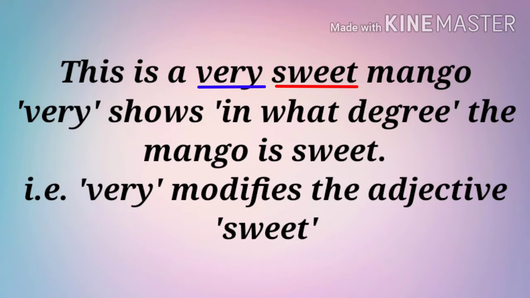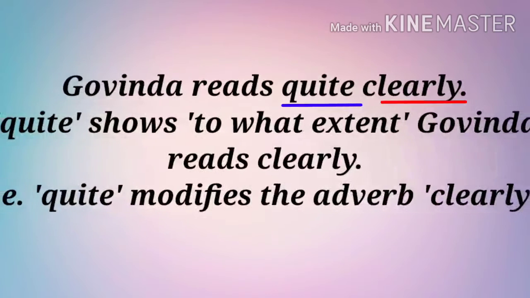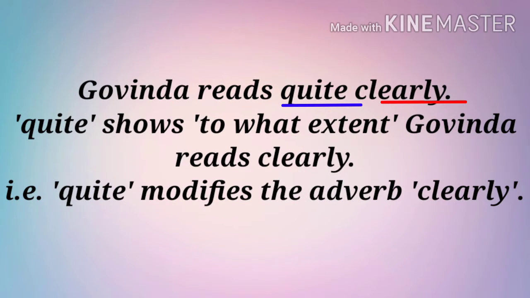This is a very sweet mango. Very shows in what degree the mango is sweet. That is, very modifies the adjective sweet. Govinda reads quite clearly. Quite shows to what extent Govinda reads clearly. That is, quite modifies the adverb clearly.